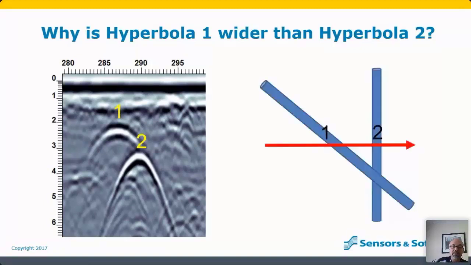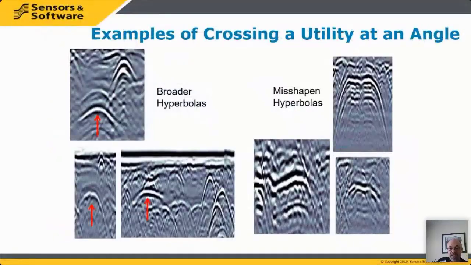However, there's another interpretation, which is usually the right one, which is that the GPR line crossed the utility at an oblique angle. So you actually had a situation like this, where as you went across utility number 1, you went at an angle, it made it look broader. And then when you went across utility number 2 at closer to a right angle, it was a tighter hyperbola. So it's usually a situation like this. Now, it only takes a minute and a couple more lines to determine which interpretation is correct. If you cross utility 1 at a different angle and the hyperbola gets narrower, you know that it's not a large diameter utility.